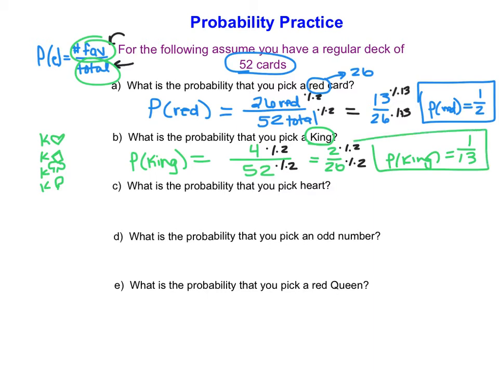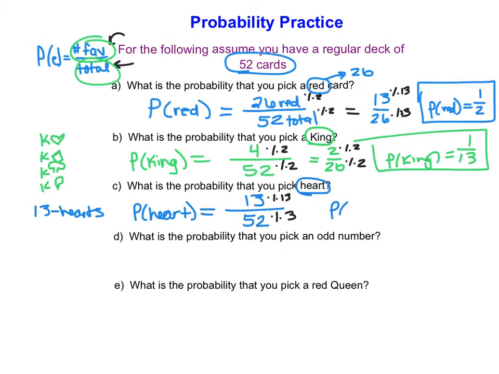Okay, next one. So what is the probability that you pick a heart? Remember, I need favorable over total. Well, there are 4 suits, and I remember that there are 13 cards in each suit. There are 13 total hearts. So that means my favorable is 13 over my total, which is 52. I can see that each of those is divisible by 13. So I end up with the probability that I pick a heart to be 1 over 4.